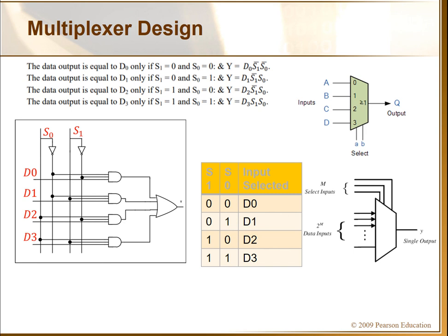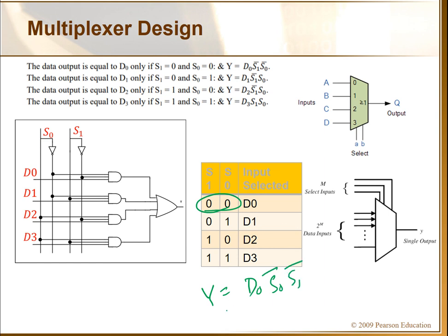The design of the multiplexer is also very simple. For example, you want to make D0 at the output when your inputs are 0, 0. That means S0 bar, S1 bar. So this is the implementation logic.